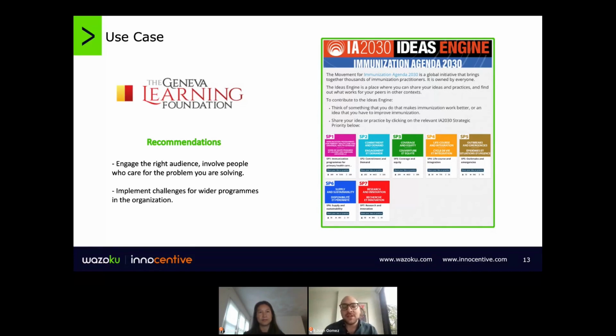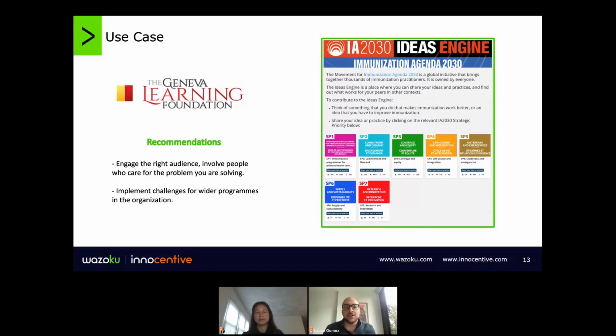And some recommendations that we've seen, they have received more than 1,000 ideas from practitioners, is to engage the right audience, involve people who care for the problem you're solving, taking into account what they're looking for, and that by resolving this problem, they're helping the world, they are making their lives easier too. So it's a right way to engage your audience. Select the right one you want to work with.